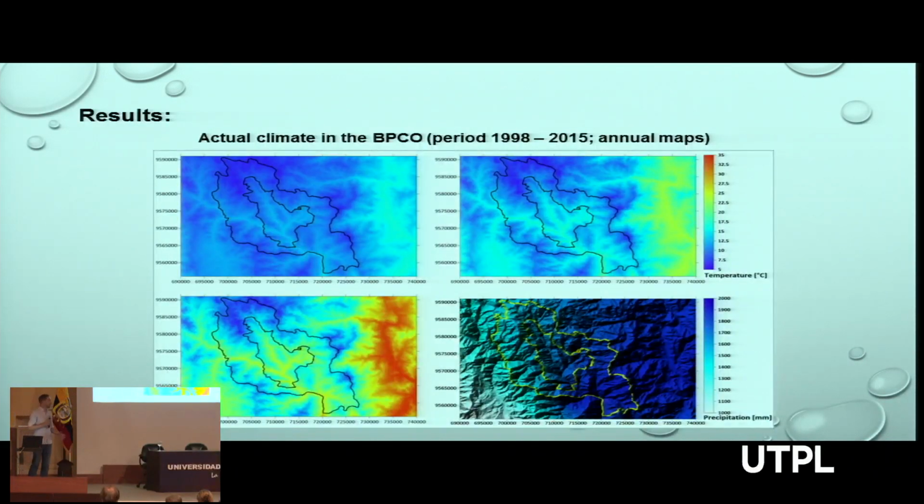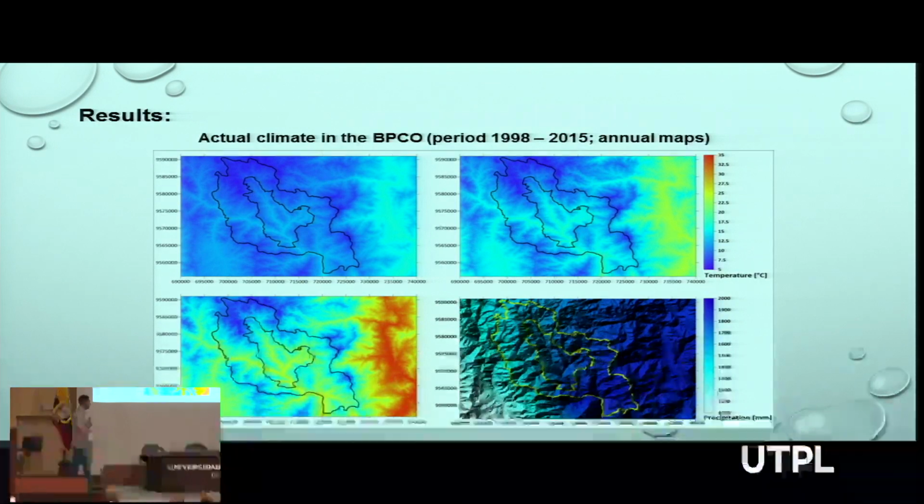Okay, as a result, these are the maps interpolated. These are the annual maps for our time period from 98 to 2015: minimum temperature, mean temperature, maximum temperature, and precipitation. Minimum temperature in the night is more or less between 5 degrees in the Paramo area and around 10 or 12 degrees on the valley bottom. Mean temperature is a little bit higher, 7.5 in the Paramo, and more or less 15, 20 degrees on the valley bottom, and the maximum temperatures in the valley bottom go up to 25 degrees in the afternoon.